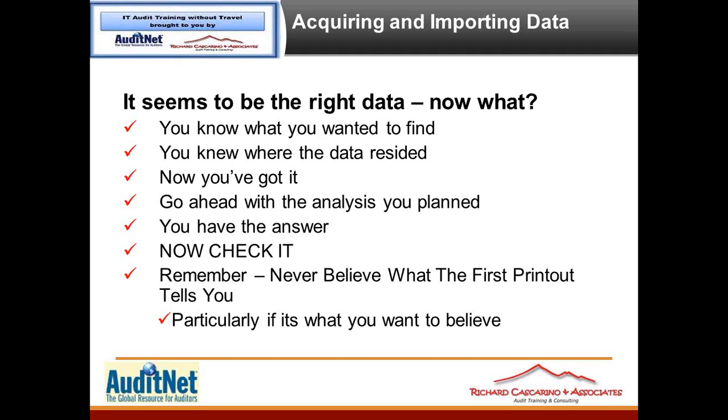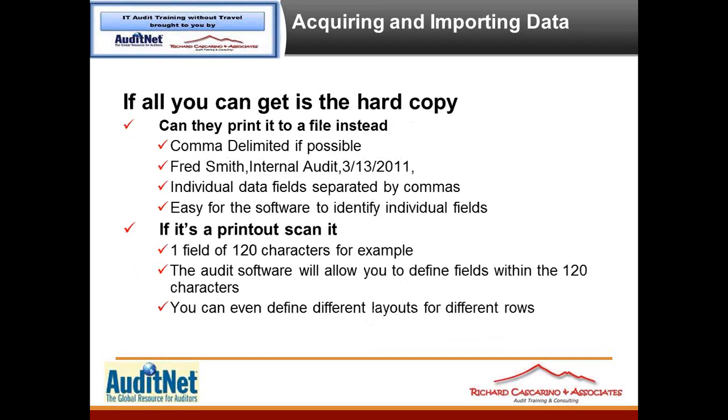Once you've got the answer, check it. Remember what I said? Never believe what the first printout tells you, particularly if it's telling you what you want to believe. If all you can get is the hard copy, can they print it to a file instead? If possible, give me a comma delimited file. Fred Smith, comma, internal audit, comma. Because, as you see, we can bring it in, we can identify the fields, and we can take it that way. If it's a printout, we can scan it. If we scan it in, we get a single field of 120 characters if it's a 120 character printer. And then we can take it in there and we can have multiple layers, multiple layouts for different rows.